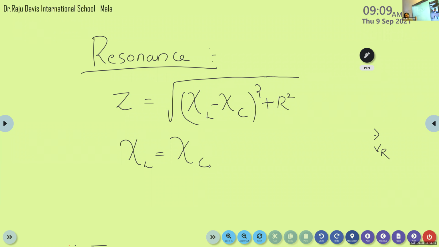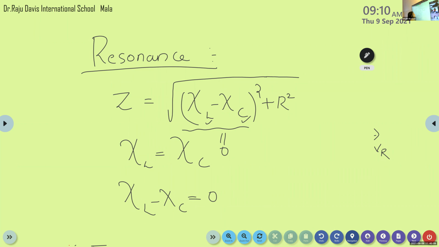If chi L is equal to chi C, then what is chi L minus chi C? It is equal to 0. Because if chi L is equal to chi C, we can say chi L minus chi C is equal to 0. So this term becomes equal to 0. According to impedance, Z is equal to root of chi L minus chi C the whole square plus R square. But whenever the resistance offered by the inductor is equal to the resistance offered by the capacitor, chi L is equal to chi C, we can say chi L minus chi C is equal to 0.